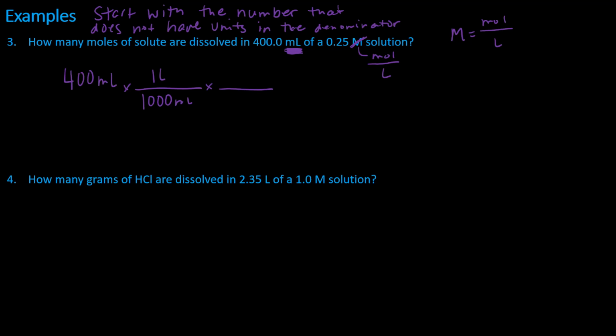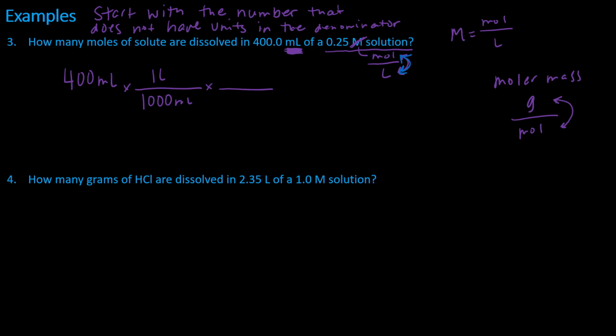Now, since this 0.25 moles per liter has units in the denominator, it can be used to go back and forth between moles and liters in the same way that molar mass can go back and forth between grams and moles. So molarity can be used to go back and forth between moles and liters.